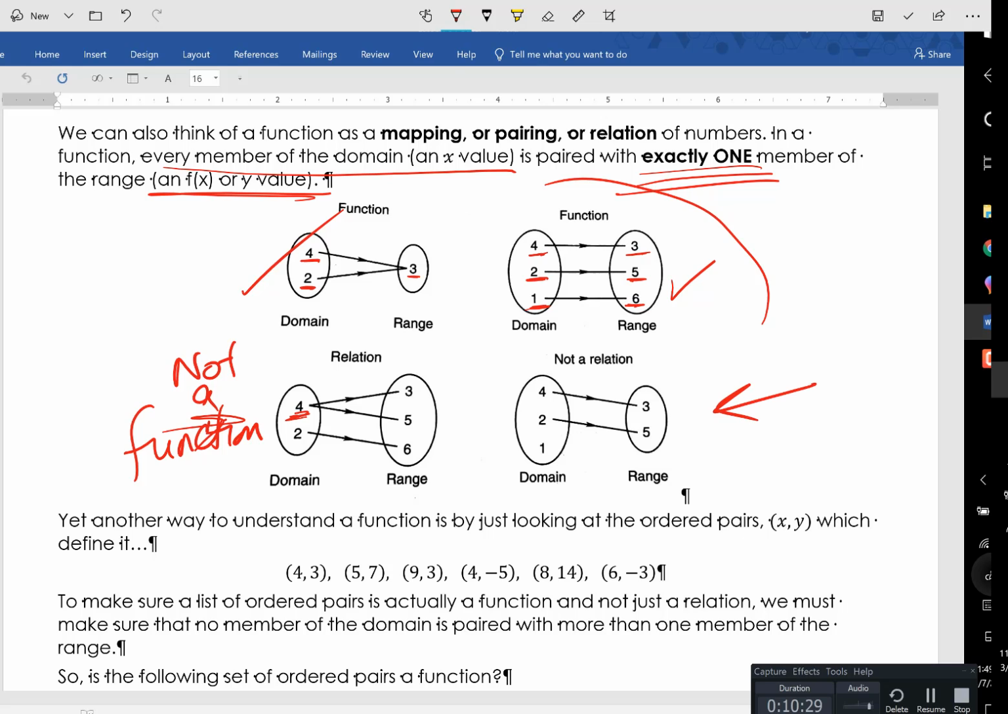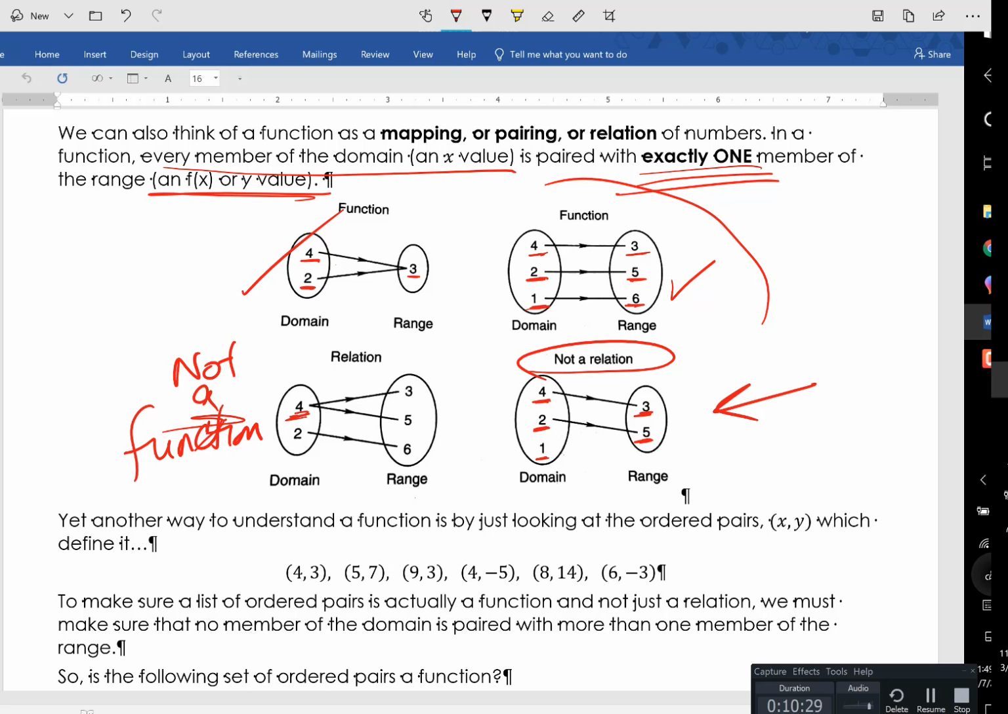All right, look at this relation over here. Look at each member of the domain. 4 is mapped to exactly one number, 3. That's good. 2, member of the domain, is mapped to exactly one member of the range. That's good. But look at 1. 1 is not mapped to anything in the range. That means there's a member of the domain that is not mapped to exactly one member of the range. It's not mapped to any members of the range. So this is not a function. In fact, it's not even a relation because there are members of the domain that don't have a match.